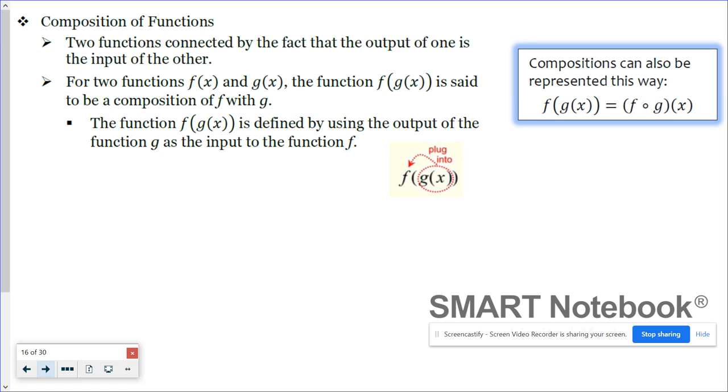And we can express a composition in one of two ways. So I can write f of g of x like this, or it kind of looks like f circle g, but that symbol just means composition. Basically what happens is the function on the inside is put into the function on the outside. That's what this little graphic is illustrating. The inside function goes inside of the outside function.